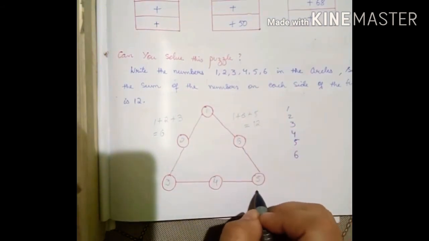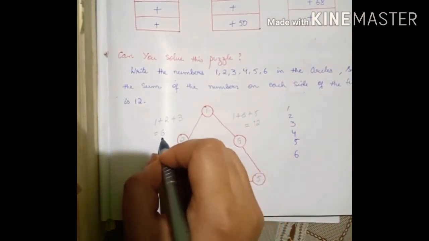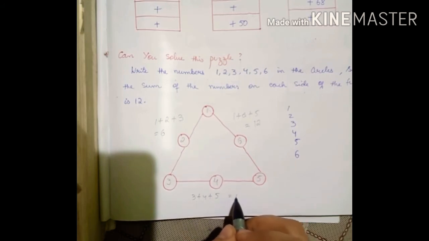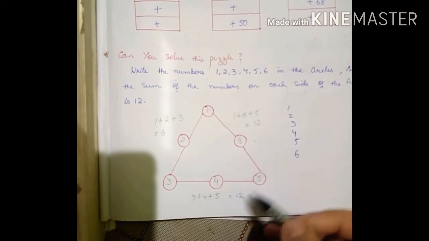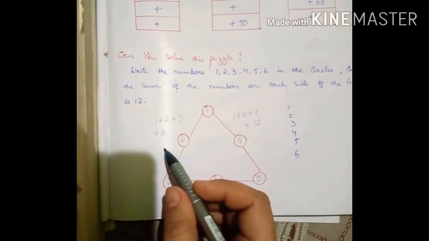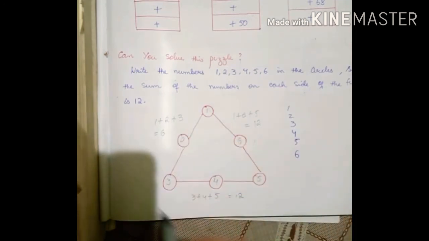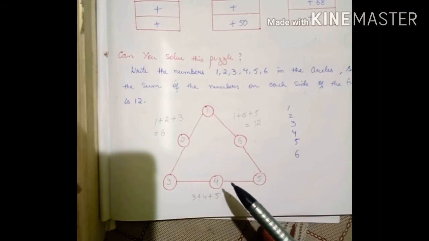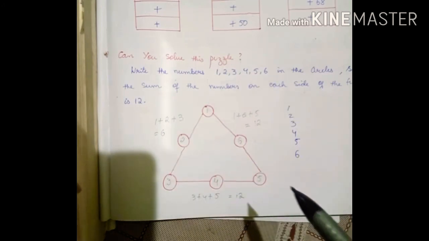We are getting 12 here, but this one is not correct because we are not getting 12 on this side. Let's check here. 3 plus 4 plus 5, 7 plus 5 is 12. Okay, this one is also 12, but these two are giving 12 and this side is not giving 12. That means these numbers are not in the correct position. We have to rearrange them such that all these 3 sides give 12 each. So this is not the right one. We have to rub this and try with another format.